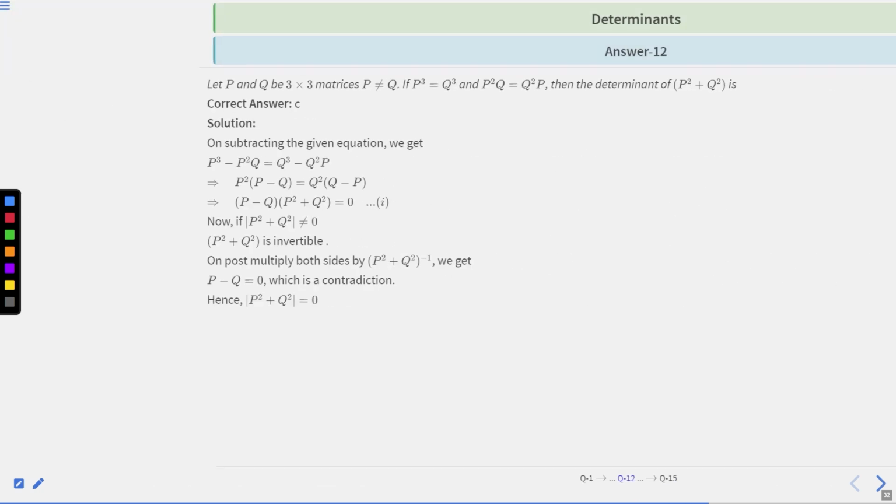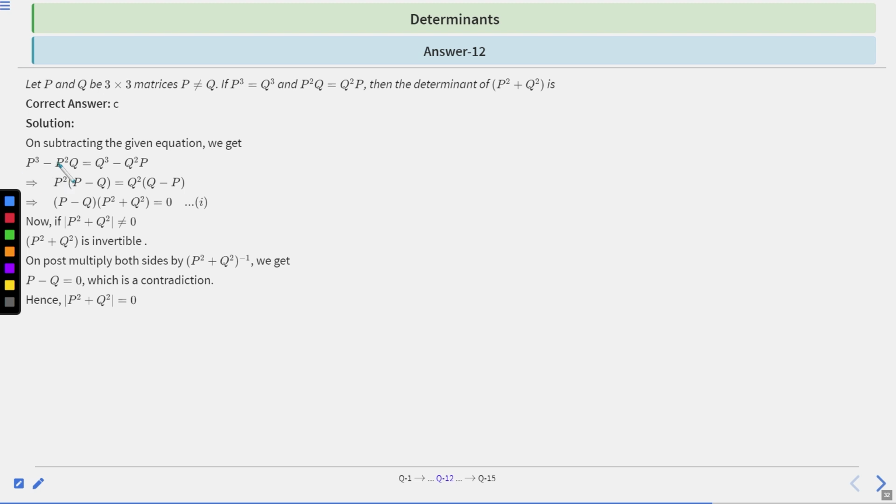Okay, let's move to the solution part. Now we have this equation, right? So let's subtract this equation and this equation. You will get P cube minus P square Q is equal to Q cube minus Q square P. Let's take P square common, P square into P minus Q, and Q square common, Q into Q minus P. So now by moving the right hand side part to the left hand side, and by taking common P minus Q, you will get P minus Q into P square plus Q square equal to 0.